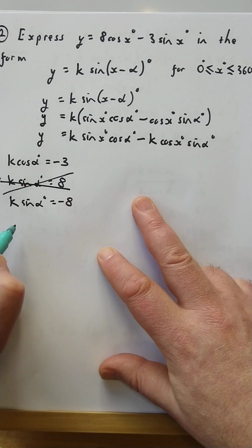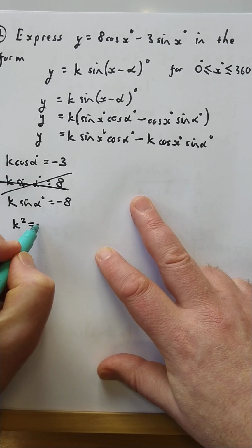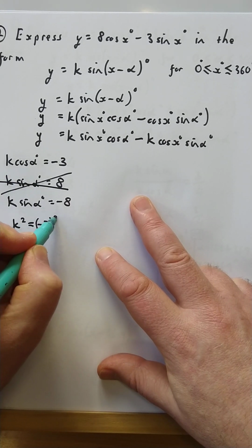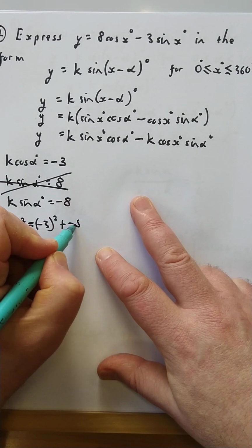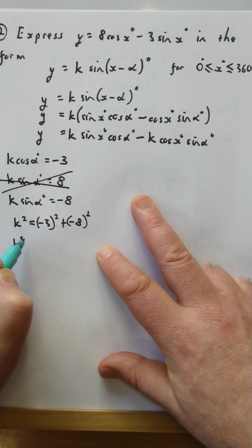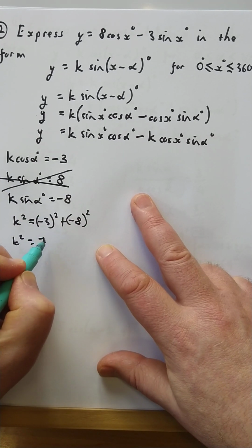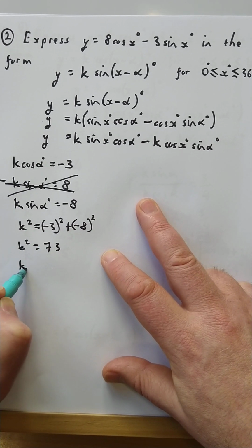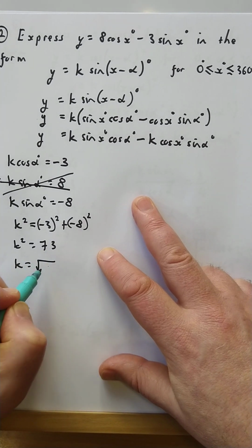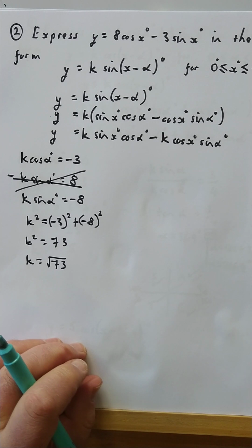Next, work out k, equivalent of Pythagoras. Negative 3 squared, which of course will give me a positive answer. Likewise, negative 8 squared. K squared is 9 plus 64, 73. So I'm just going to say K is root 73. I'm not going to make it a decimal, which is just rounded off. Root 73 is more precise.